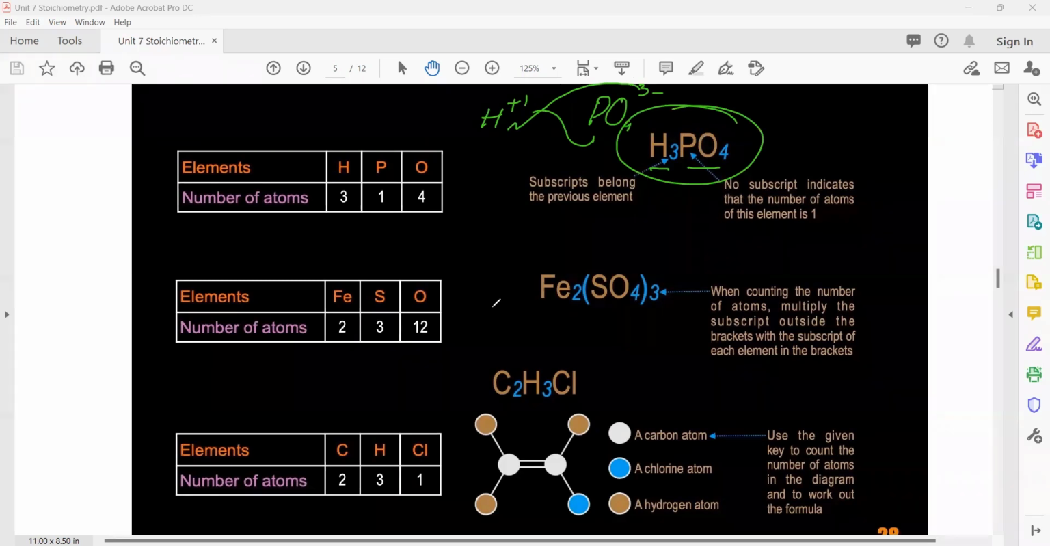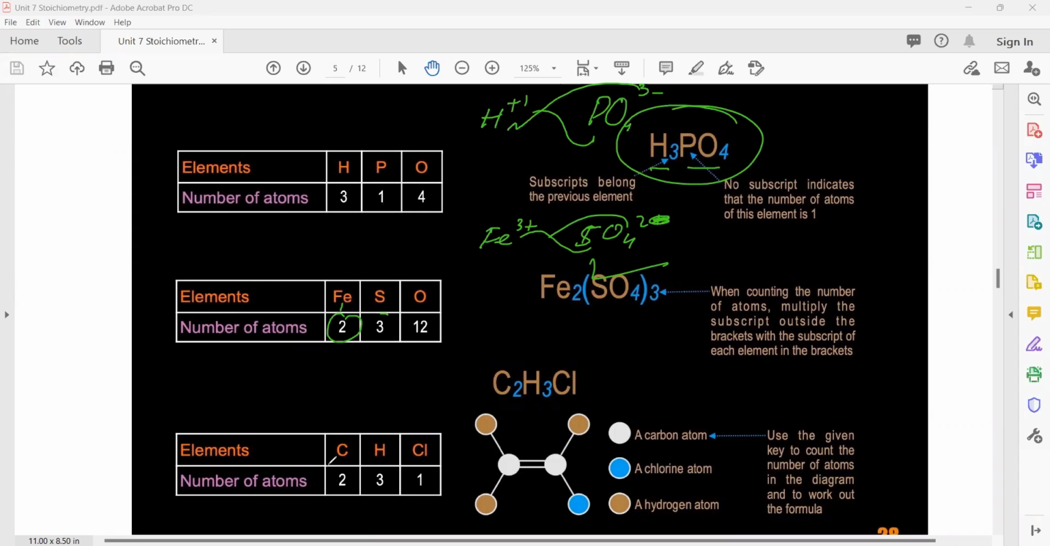Iron sulfate. Sorry, iron is 3, not 2. Iron is Fe 3 plus, and SO4 is 2 minus. So 3 will come here, 2 will come here, Fe2SO4. And then you have here the number of atoms.